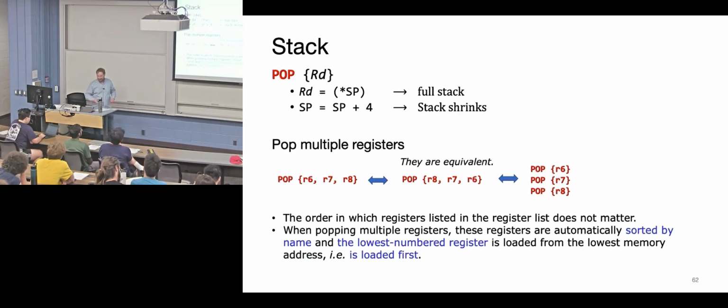Pop is the opposite. Pop is going to take the values out of your stack and push them back onto the registers. Again, it's also reordering. It orders the same way essentially as it does for push. So you won't be making mistakes if you just use the same number of variables.